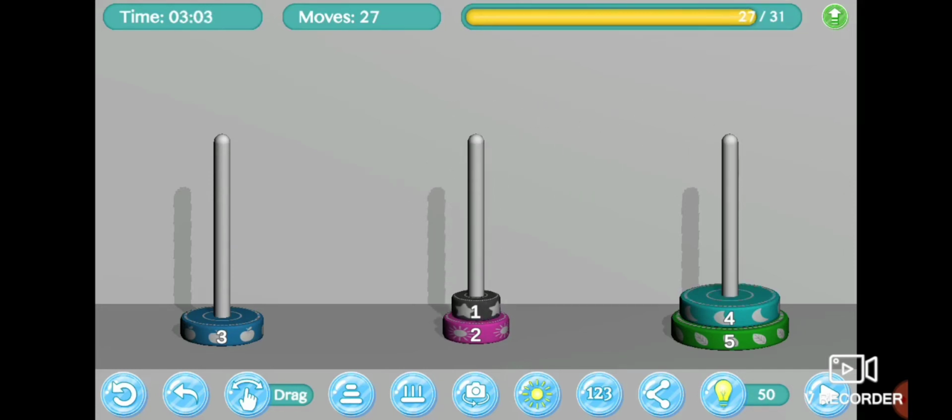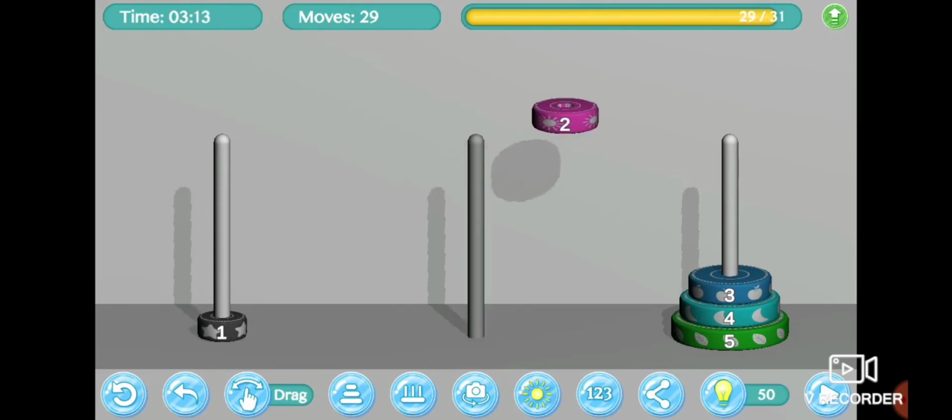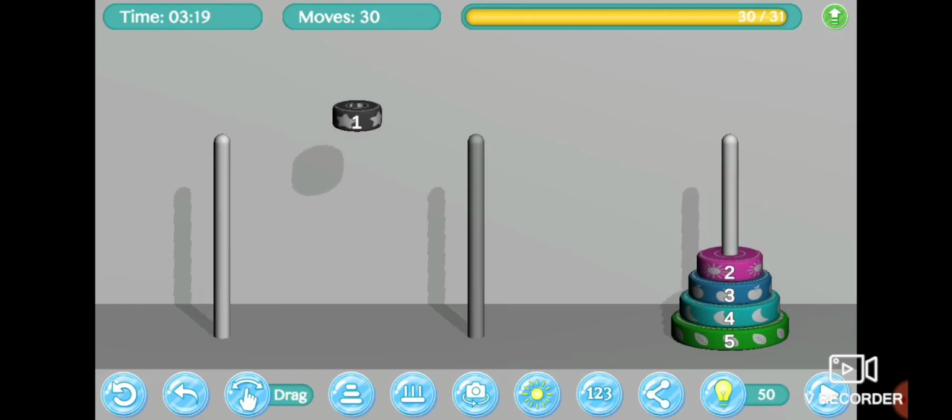And the third disc move to the third rod. And the first disc move to the first rod. And the second disc move to the third rod. And last move, the first disc move to the third rod.